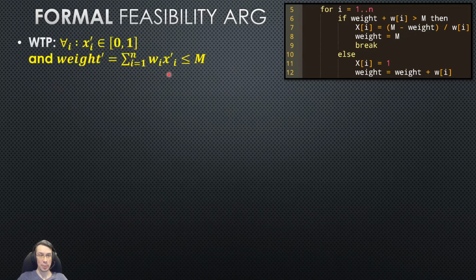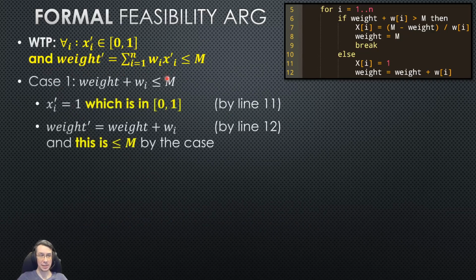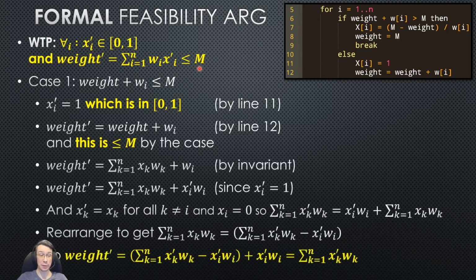Okay, so this is what we want to prove. I've copied that from the previous slide, and there are going to be two cases, and I won't go through the cases. I'll just tell you what the cases are. So the first case is if we enter this if statement at line 6, and we just end up showing, in this case, as you would expect, that xi prime is in 0 to 1, and that weight prime is exactly equal to this summation, which is less than or equal to m. And we show that using a few different techniques.